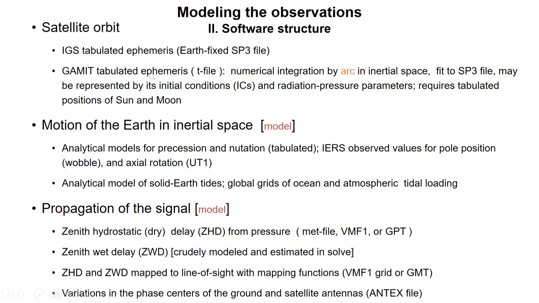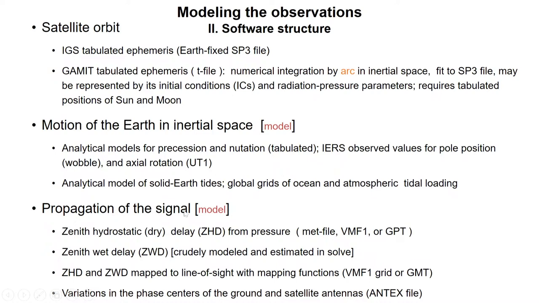Then GAMIT tabulated ephemeris is also very important, so you have to get all these parameters into the GAMIT folder. Then motion of the Earth in inertial space. You have to get all these parameters, and this is very important. The International Earth Rotation Service provides the regular rotation of the Earth, and it is the nodal agency for providing this rotation data.